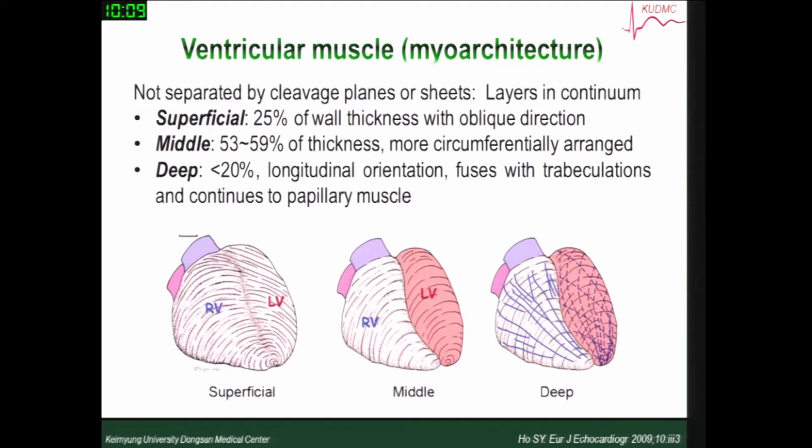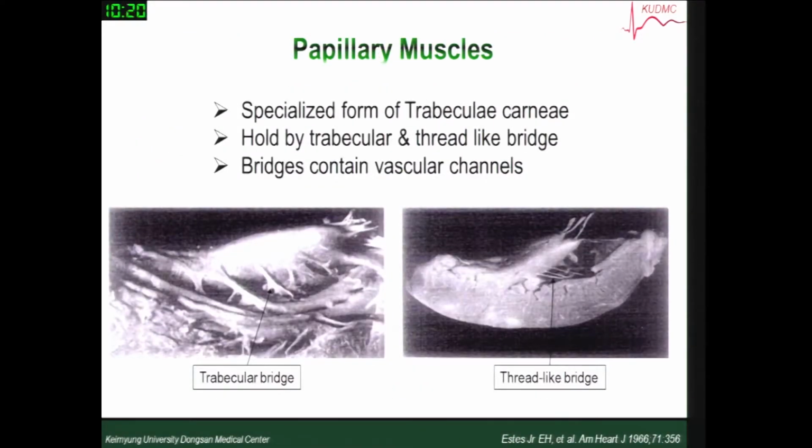In hypertrophied muscle, most studies show the deep portion of the muscle can be hypertrophied, and there's much disorientation of the muscle arrays. And the papillary muscle is the big endocavitary structure of the left ventricle. It is a specialized form of trabecular, held by trabecular and thread-like bridges.